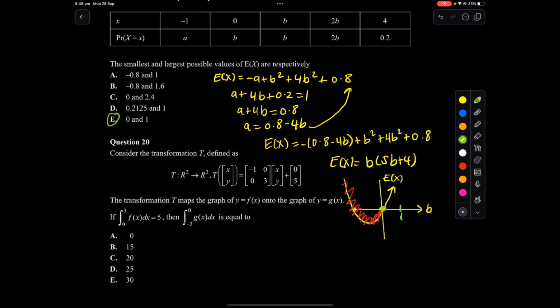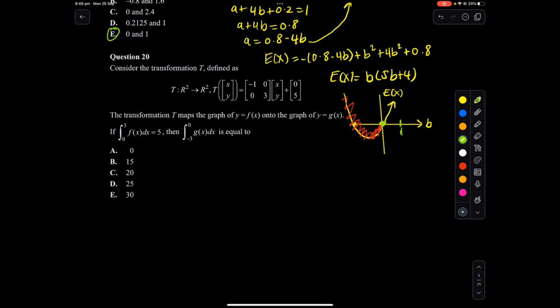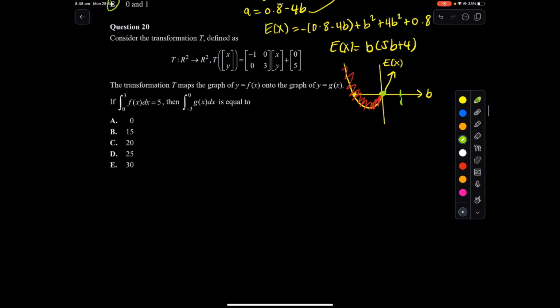So choose E. Question 20, consider the transformation T defined as this. The transformation transforms the graph of f of x onto the graph of g of x. Okay, so let's look at f of x. What's happening to f of x? So let's first expand the actual transformation. We're saying that x dash is negative x, y dash is 3y plus 5. So solving those, x will be negative x dash, and y dash minus 5 over 3 equals y.